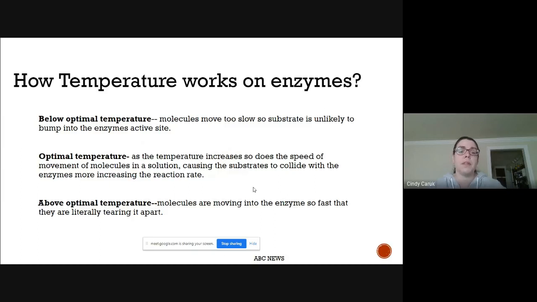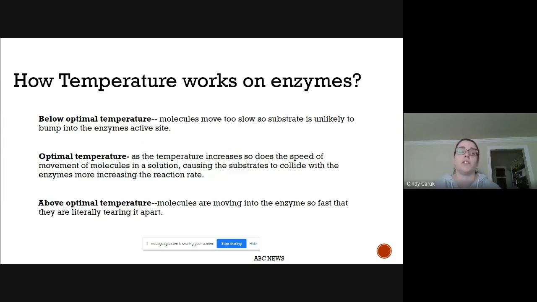Okay, as it's moving toward optimal temperature, you notice that the enzyme's reaction rate is going to go faster, and that's because the molecules are moving faster. They have more kinetic energy, so they are bumping into the active site more frequently. However, above that optimal temperature, the molecules are moving into the enzyme so fast that they're literally tearing it apart. They're just bombarding that poor enzyme. So it's losing its structure.